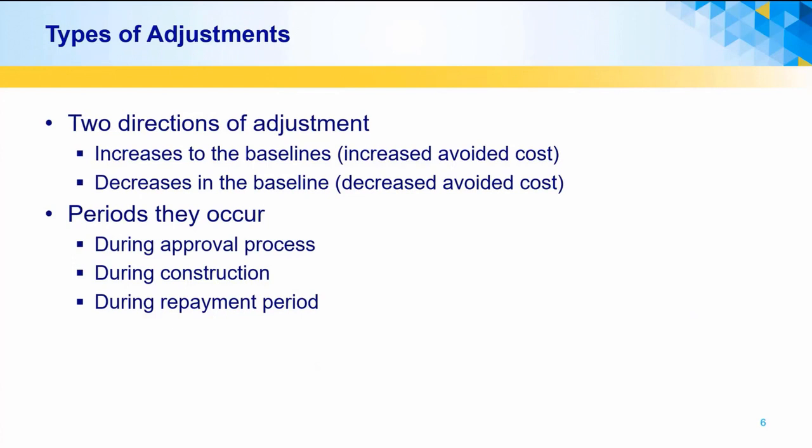Adjustments can take 2 directions. Adjustments can increase or decrease the baseline usage. Adjustments can occur during project approval, during construction, usually after discovery of analytical errors or oversights, or during project repayment.